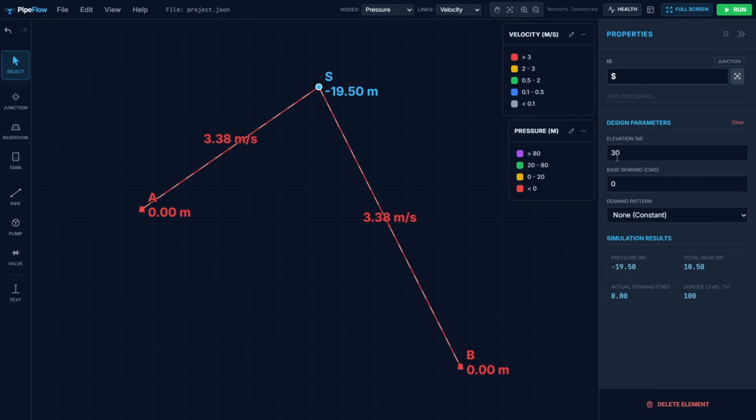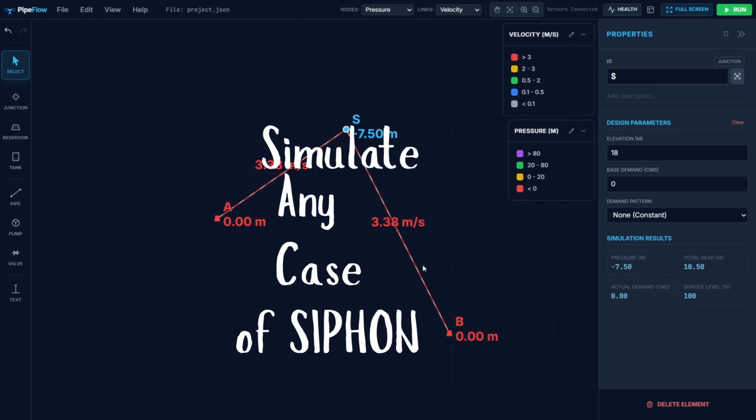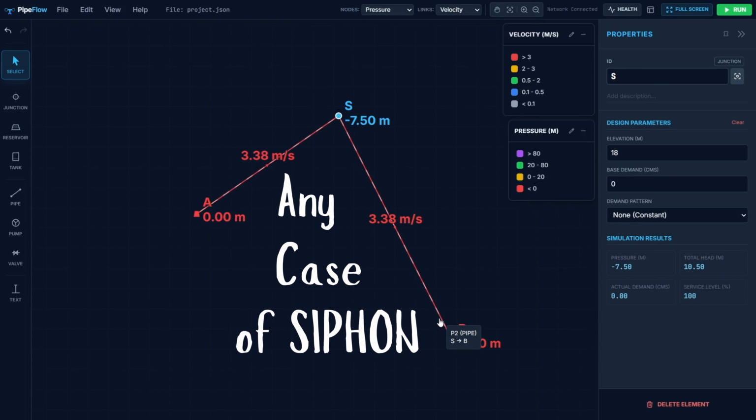So it may be at 20 meters. Up to this value it is okay. In this way you can easily simulate or model any case of siphon without doing any tedious manual calculation.